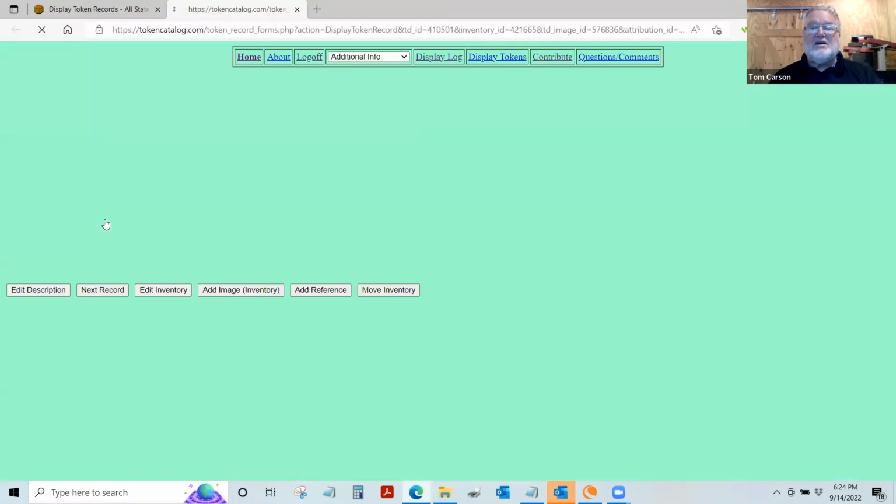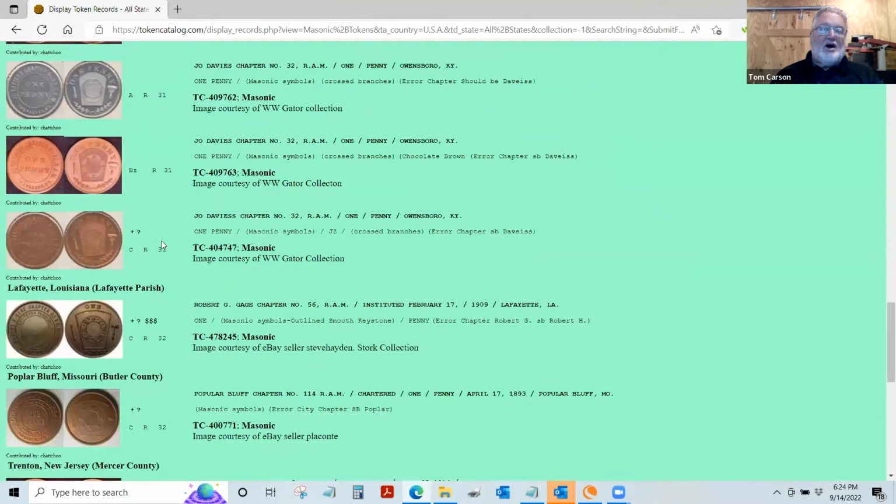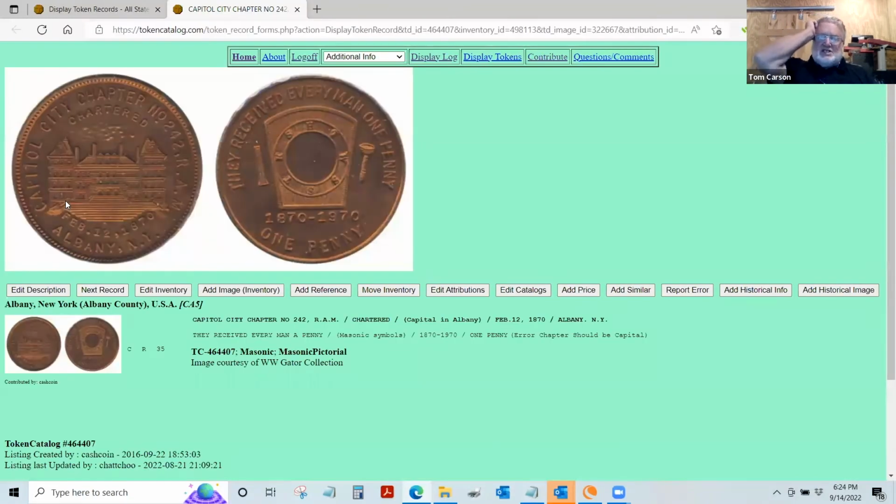Jackson, Kentucky, should be chapter 160, chapter 150, on and on. You can go back and look at them yourselves. This one's interesting. The Albany chapter, Capital City chapter, when it first came out, it was using capitals spelled with an A, and they had several issues that way. Then they switched over to an O, and so I don't know which one's the error.